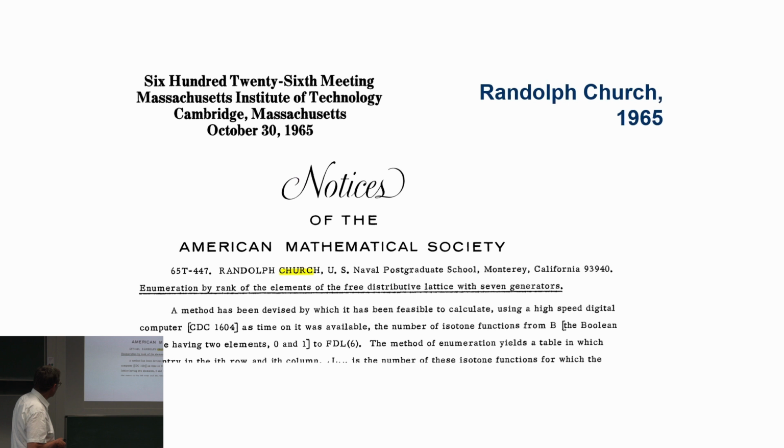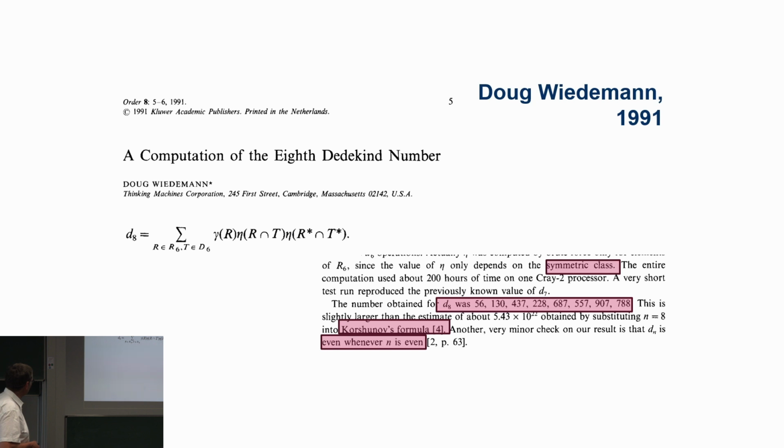We jump to 1965, and for some reason it is not on this slide. I was looking for it, but I didn't find it. 1965: Randolph Church computes the 7th number. So he's got the result for the 7th number, and it is correct. I think it is already in the new definition at that time. But it takes until 76 until somebody else is able to redo the computations, and they are correct. 1991, Doug Wiedemann computes the 8th number, and he's using this formula.